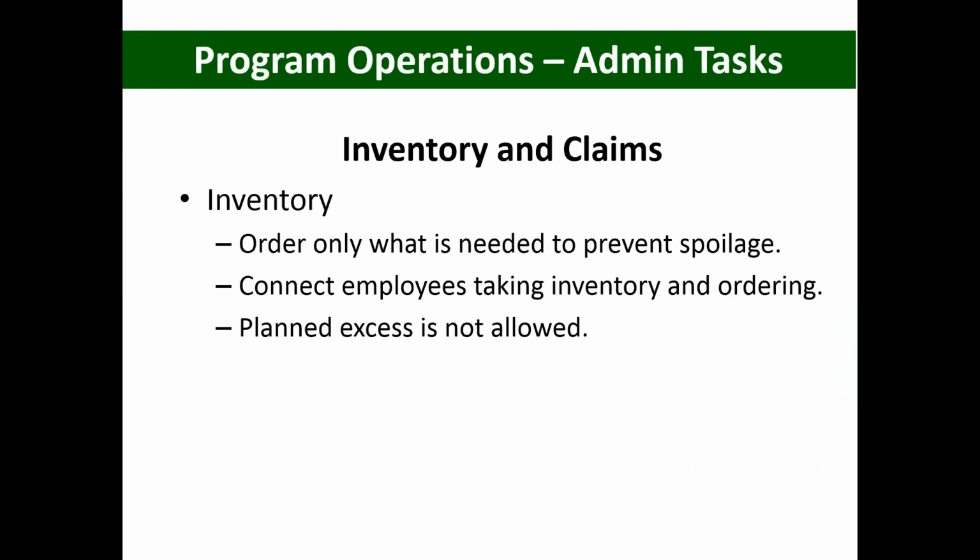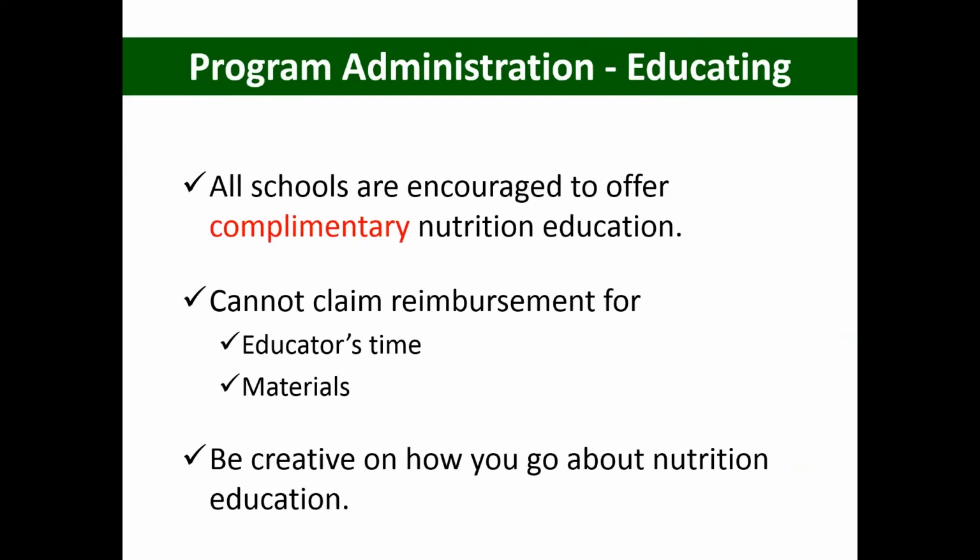Inventory and claims. Order only what is needed to prevent spoilage. Connect employees taking inventory and ordering. Very important. Once again, with fresh fruit and vegetables, they are perishable. And certainly the people who are ordering and the people who keep track of the inventory would be wise to make sure they communicate well, so we order and utilize fresh fruit and vegetables properly. Planned excess is not allowed, so don't purposely plan to have excess.